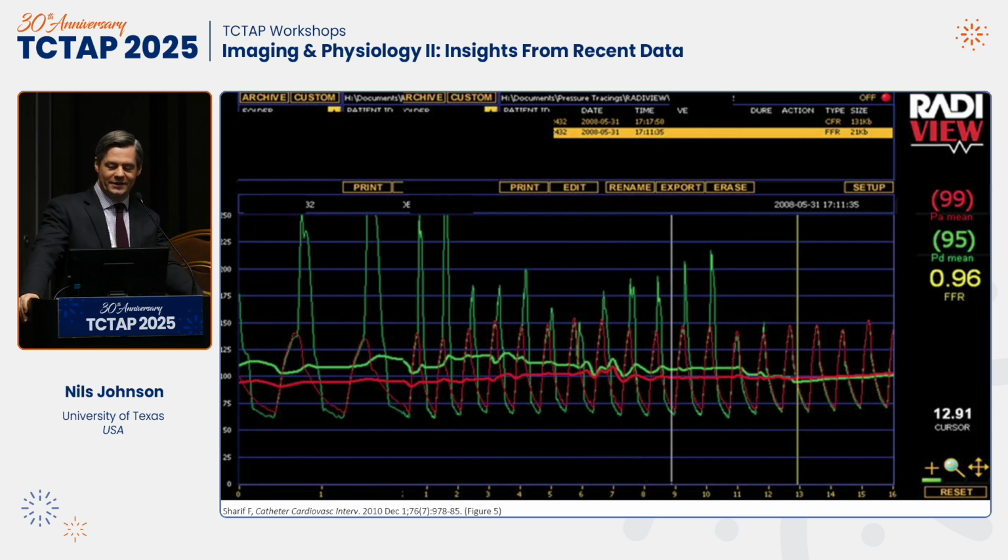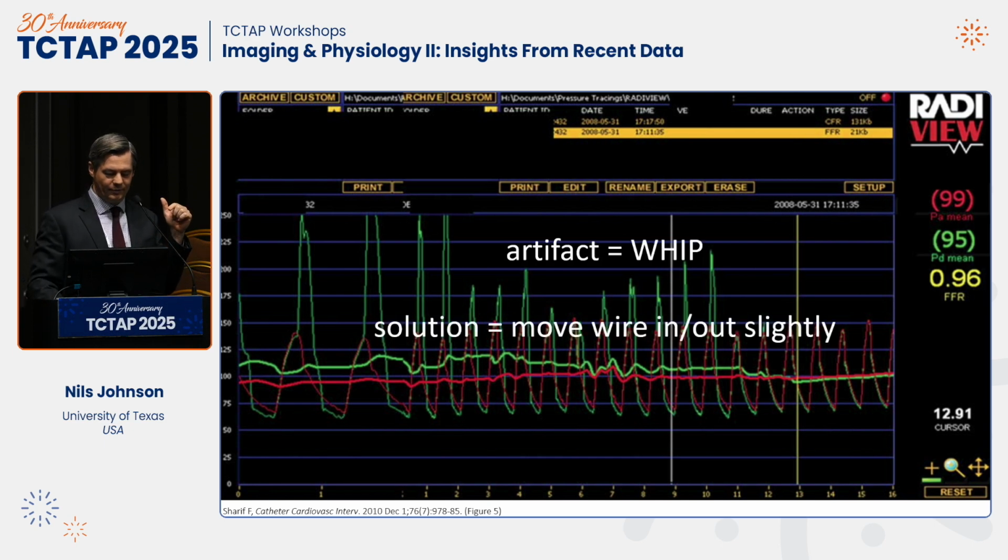So this is the first tracing. It's on a scale where you can see the first two heartbeats are a little bit expanded and all of the other ones are compressed together so that you see that the sequence continues to repeat itself. The red tracing, that's the aortic pressure. The green tracing is the coronary. The yellow line is where the FFR selection is. And if you saw this tracing in the cath lab, what is going on and how can you solve it? So this is a problem that's called a whip artifact. And what you have to do is then move the wire back or forth a little bit until it goes away, and I'll show you what it means by that.